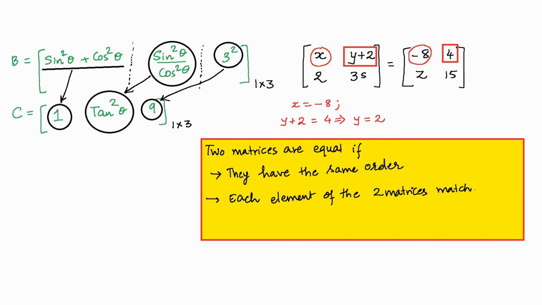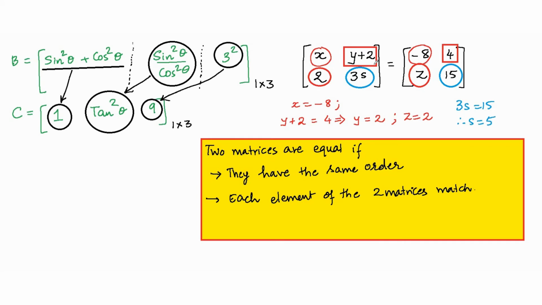Similarly, the element in the second row, first column, that is this 2, should be equal to the second row, first column element, which is Z, which means that I can say Z is equal to 2. And the elements in the second row, second column have to be equal to each other, which means 3s should be equal to 15, and therefore s should be equal to 5.